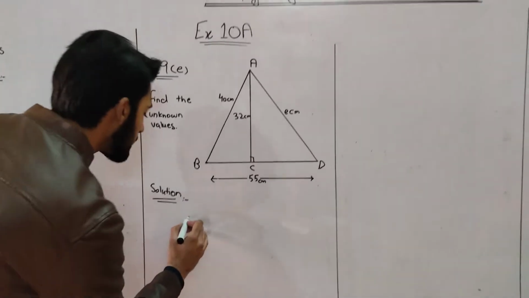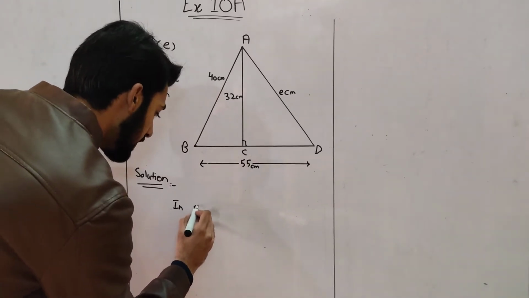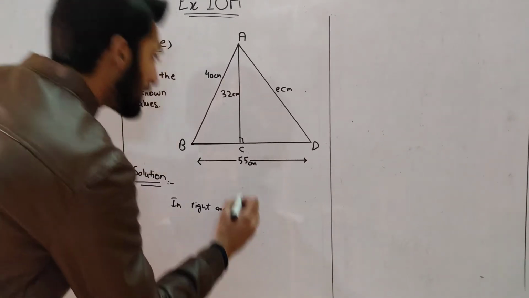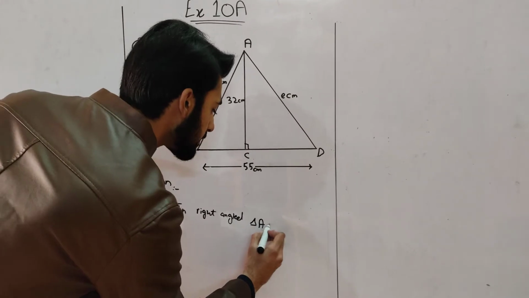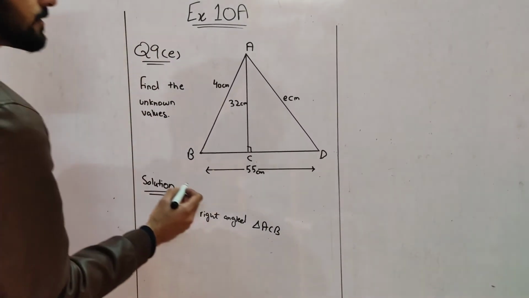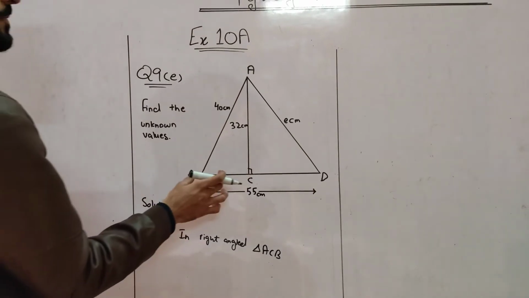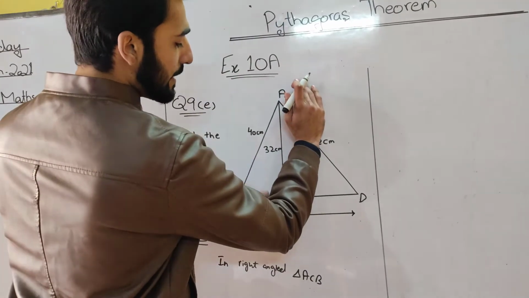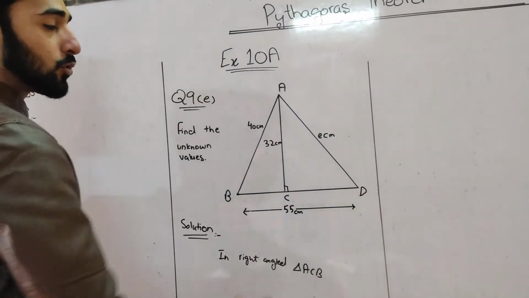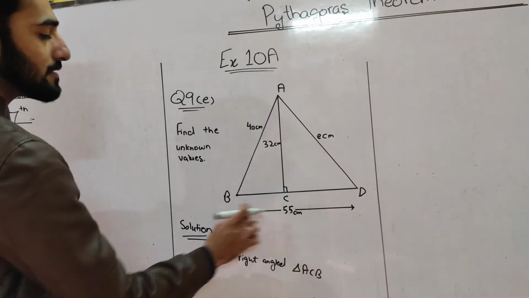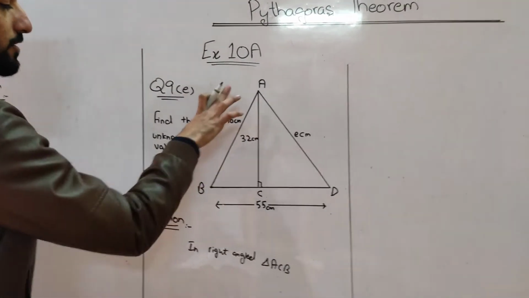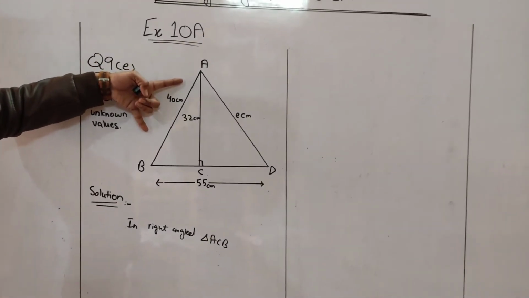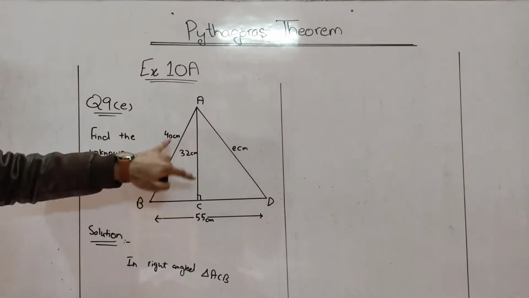Let me start. In the first right angle triangle ACB, we apply the Pythagoras theorem. We take just the right angle triangle ACB, and the Pythagoras theorem says that the square of the length of the biggest side equals the sum of the squares of the other two sides.